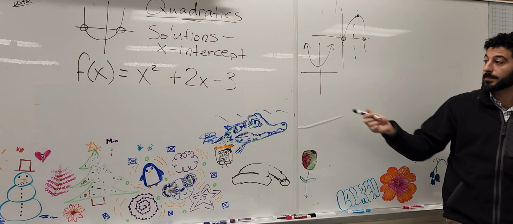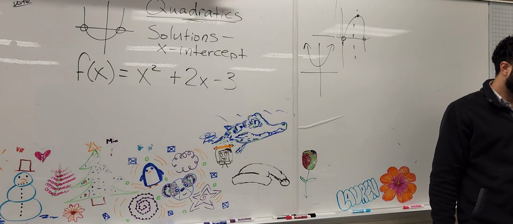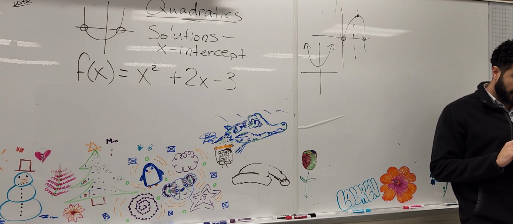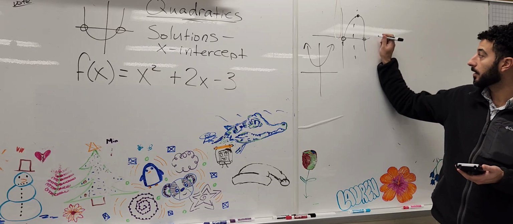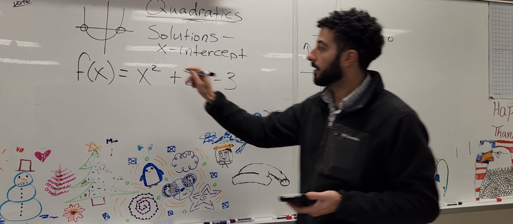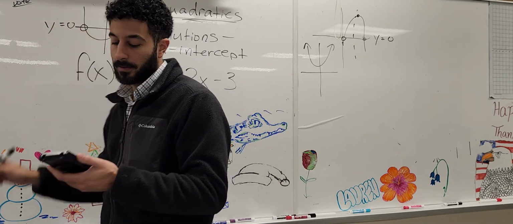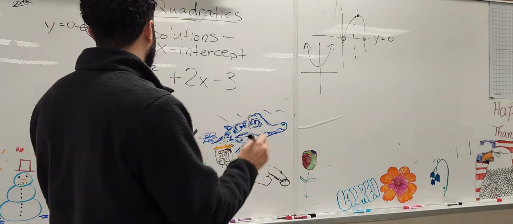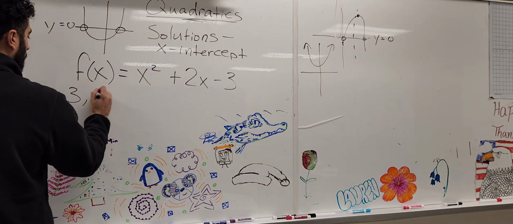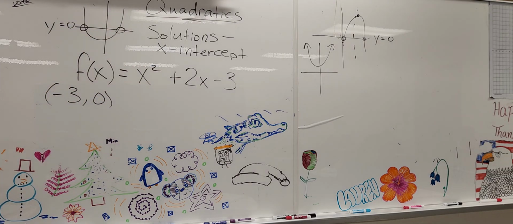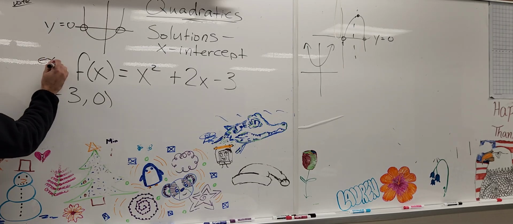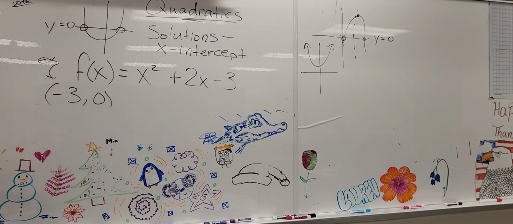So did we find any x-intercepts for this equation? Remember, y has to be 0. Y is equal to 0 at x-intercepts. All right, I found one of them. It's at (-3, 0). That's one of our solutions. What's the other one? (1, 0). Very nice.